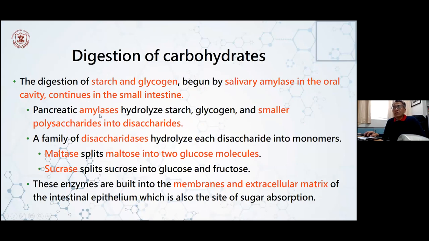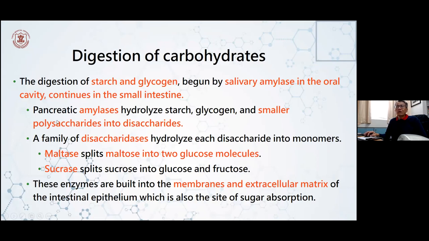So the pancreas also releases the amylase, which hydrolyzes the starch and the glycogen to the disaccharide. A family of the disaccharide is a little bit larger and cannot be absorbed. So the disaccharide should be digested to the monosaccharide, by the disaccharidase. Disaccharidase is an enzyme that converts the disaccharide to the monosaccharide, hydrolyzing each disaccharide into the monosaccharide.